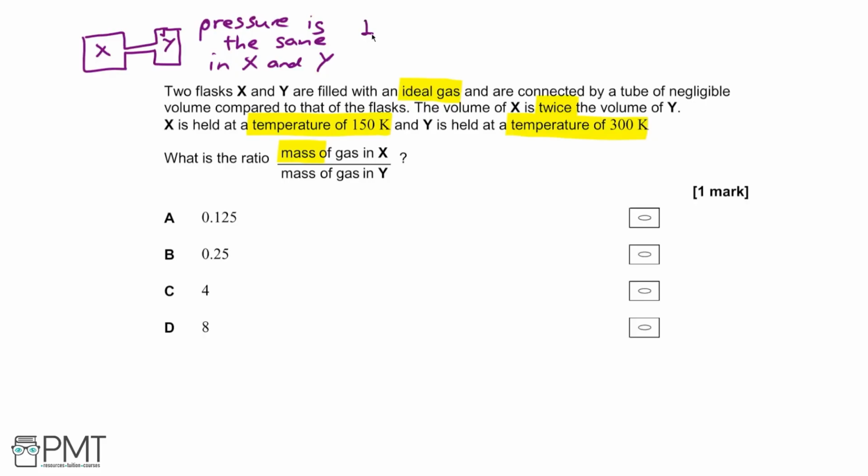Because we're using the ideal gas law, we can then write an ideal gas equation for each of X and Y. For example, if I denote all the quantities specific to the flask X with an X and all the ones specific to flask Y with a Y, then we can write down the ideal gas law like so.